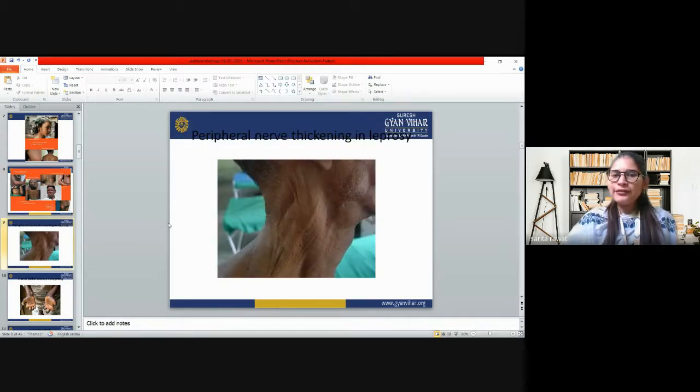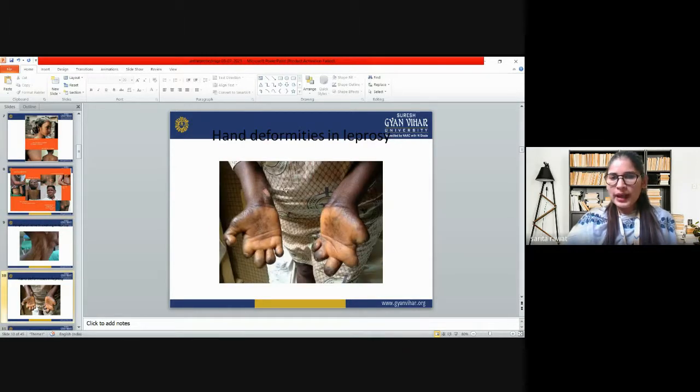Now, peripheral nerve thickening in leprosy. As you can see, this is the peripheral nerve thickening in a patient having leprosy. Now, as you can see, hand deformities in leprosy. The person with hand deformity is suffering from leprosy.